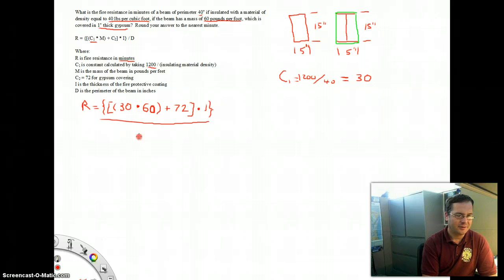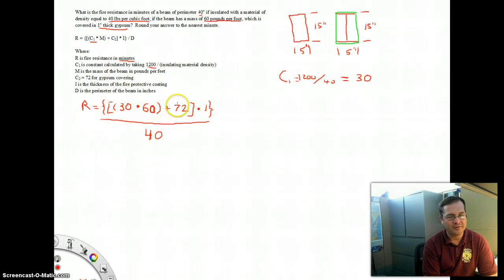And it may seem a little counterintuitive. The perimeter of the beam ends up in the denominator of the equation, which means as the perimeter gets larger, the effective fire resistance of the beam becomes less. But if you think about it, it does make some sense, because as the perimeter of this beam becomes larger, there's more surface area exposed. Also, if the perimeter becomes larger without any of these other numbers changing, that basically means that the beam per foot weighs the same amount, even though it's a larger beam, which means the metal is thinner. So, on examination, it does make some sense that you'd end up with that.